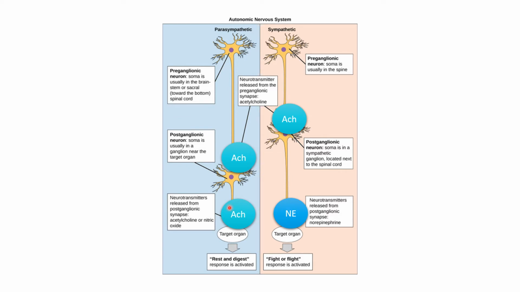Okay, to note the other differences between the two, the soma, so the cell body of the postganglionic neuron in the parasympathetic nervous system, is usually located near the target organ. But in the sympathetic nervous system, the soma, or the cell body of the postganglionic neuron, is usually located next or close to the spinal cord.